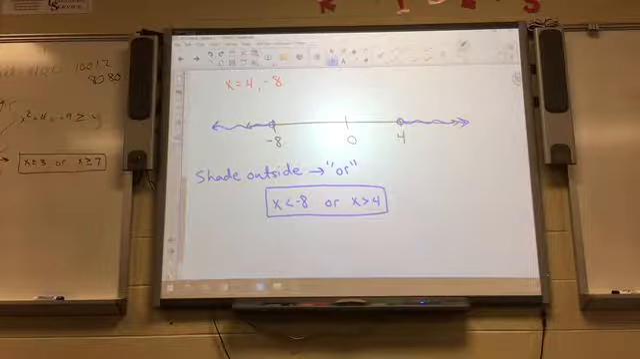For the one where we fill on the inside, it's a little bit different. You'll never actually write the word and. I'll show you in a second what that looks like. So, that's my answer: x is less than -8 or x is greater than 4. We have to pick or and and, and put in those numbers. Yep.